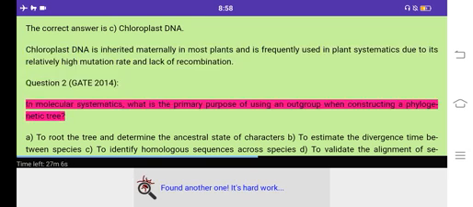Question 2, GATE 2014. In molecular systematics, what is the primary purpose of using an outgroup when constructing a phylogenetic tree?